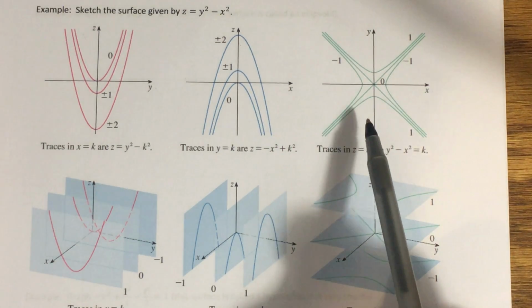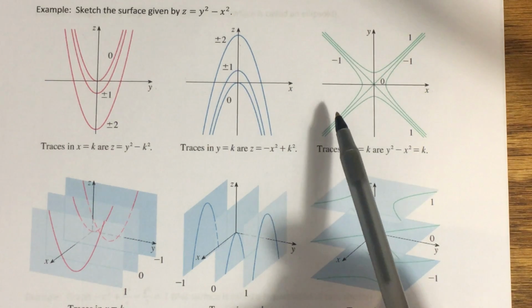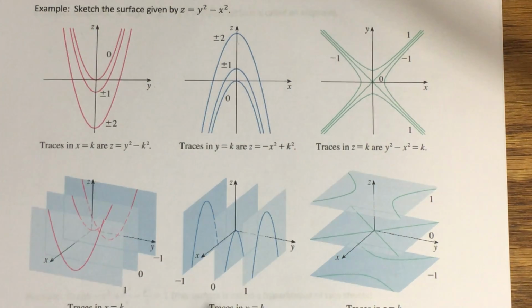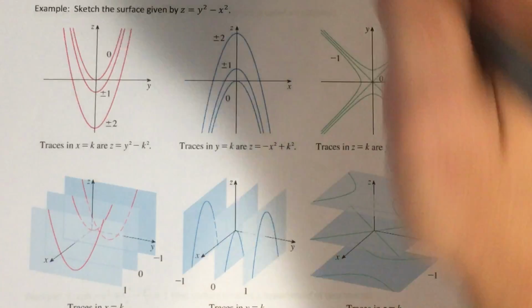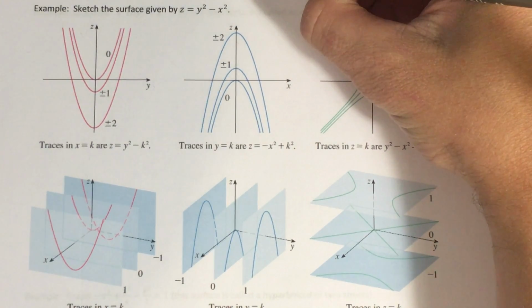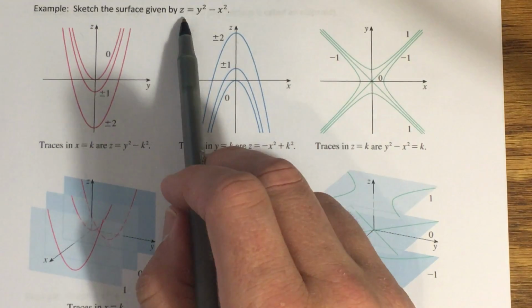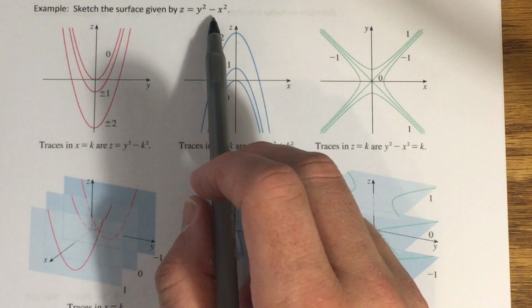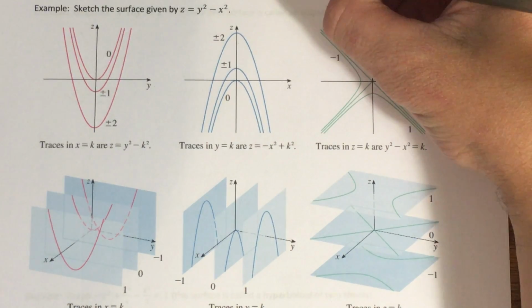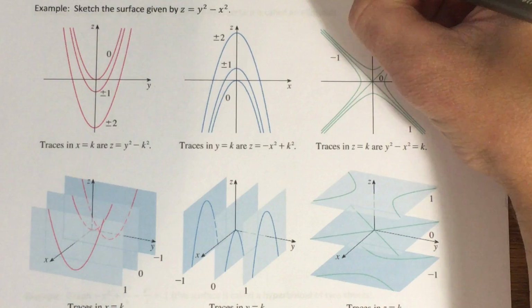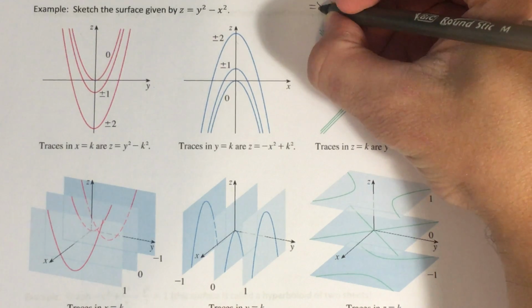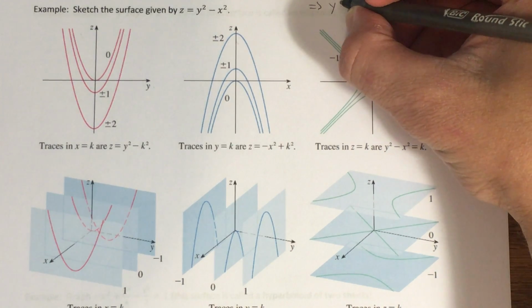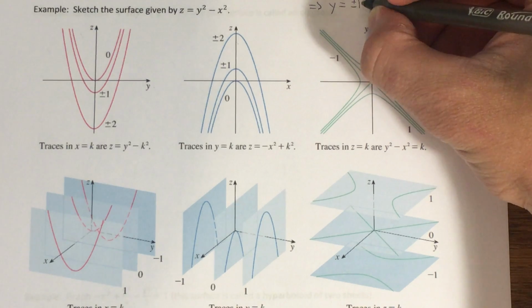And then I could do the same thing in the xz plane. So again, in the xz plane, we're looking at where z is equal to some constant. In the xz plane specifically, we're looking at where z is equal to 0. If z was equal to 0, that would imply that we have 0 equals y squared minus x squared. Or, remember, that's equivalent to y squared equals x squared. And if you take square roots of both sides, this is actually the same thing as y equals plus or minus the absolute value of x.